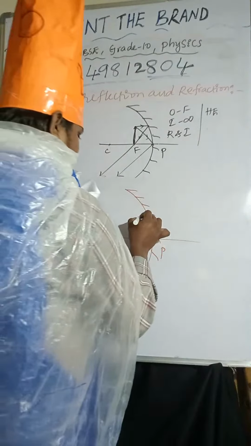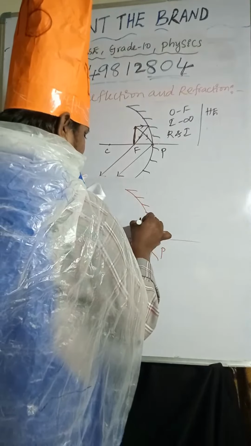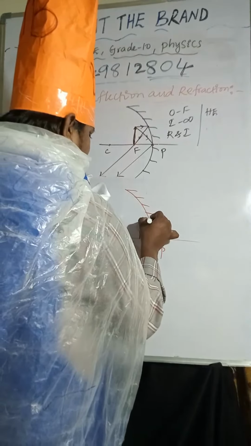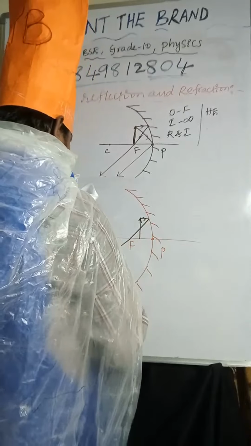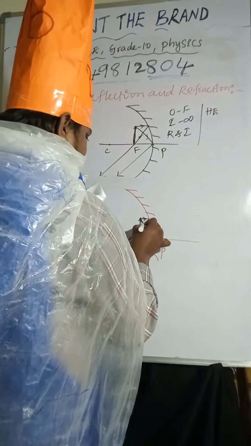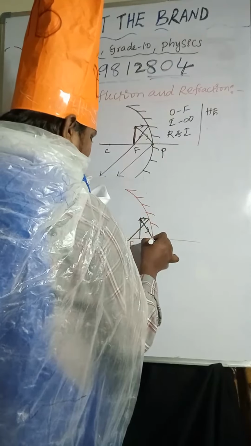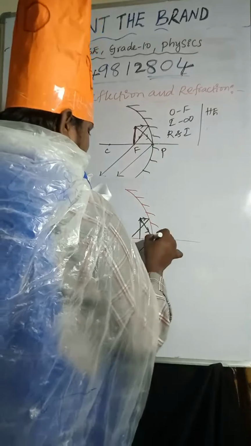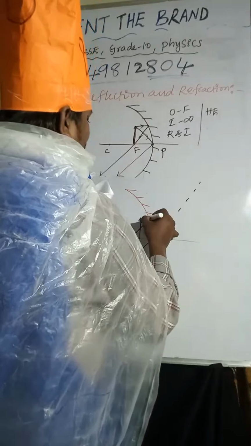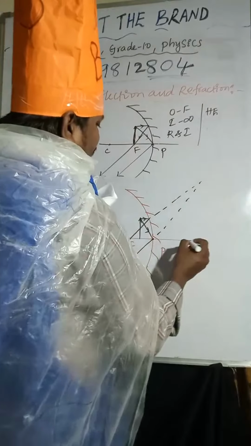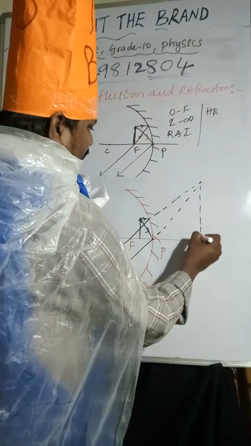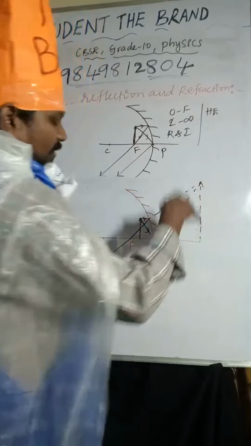Object is placed between F and P. One light ray I am taking like this. After reflection it passes through the focus. Another light ray is incident at the pole, so it reflects back. If you extend these reflected light rays, they meet at one point. So the image will form here.